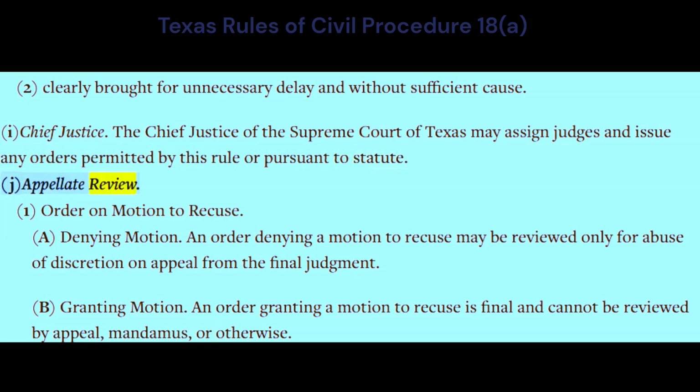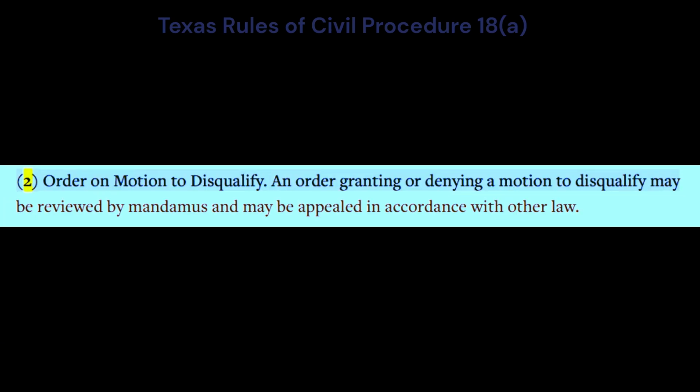J. Appellate Review. 1. Order on motion to recuse. a. Denying motion. An order denying a motion to recuse may be reviewed only for abuse of discretion on appeal from the final judgment. b. Granting motion. An order granting a motion to recuse is final and cannot be reviewed by appeal, mandamus, or otherwise. 2. Order on motion to disqualify. An order granting or denying a motion to disqualify may be reviewed by mandamus and may be appealed in accordance with other law.